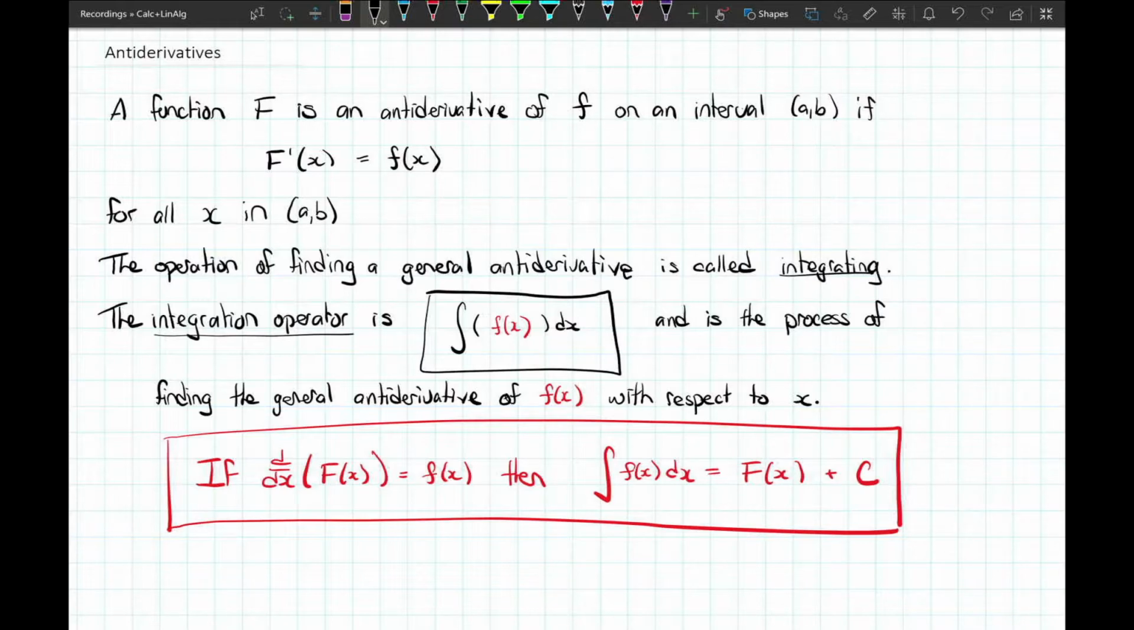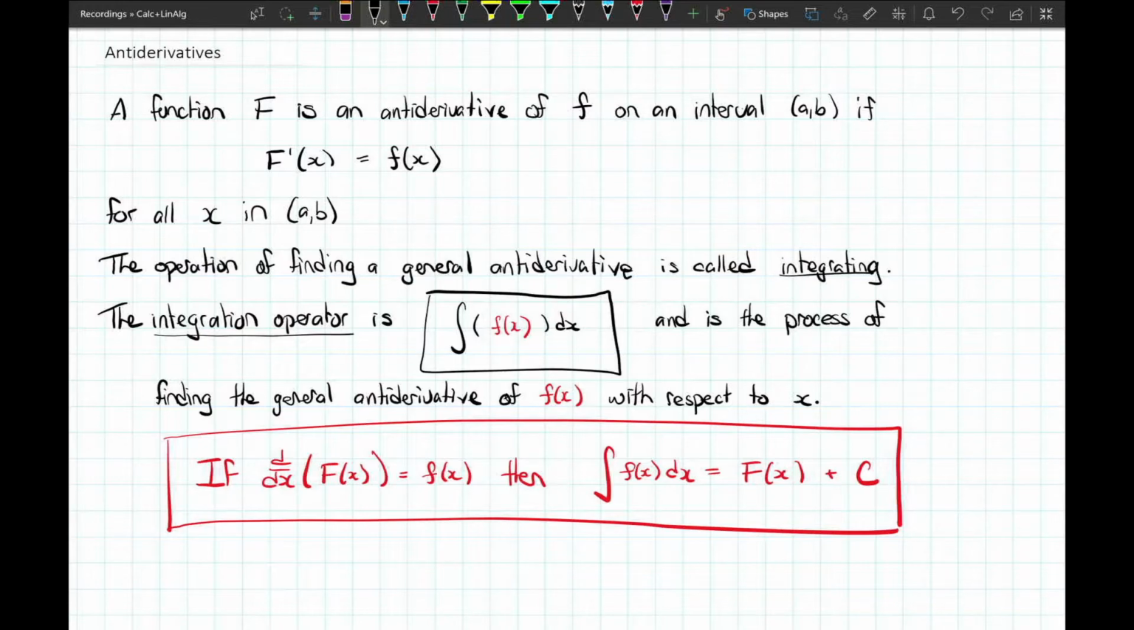And then after the integrand, we have what's called a differential. dx means that we are taking the integral with respect to x. We are finding the antiderivative of f of x with respect to x. Now, if capital F is an antiderivative of a function f of x, then the general antiderivative is actually capital F of x plus an arbitrary constant c.